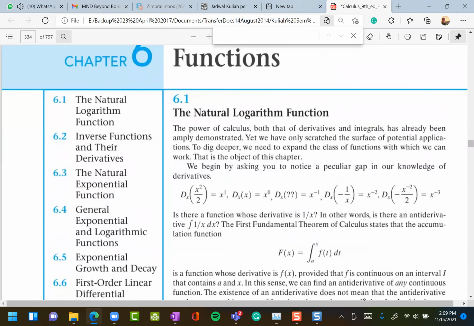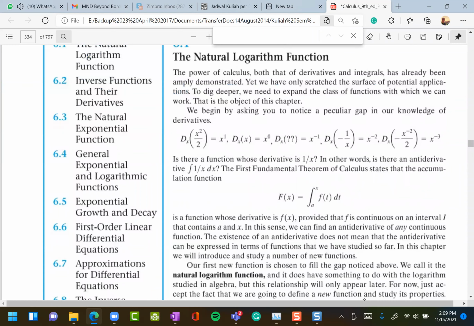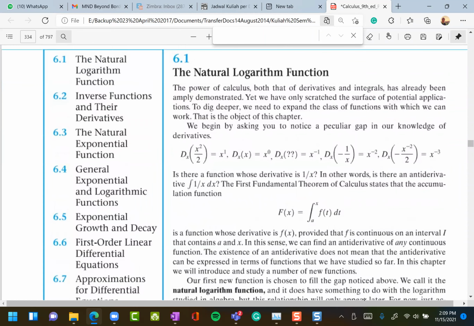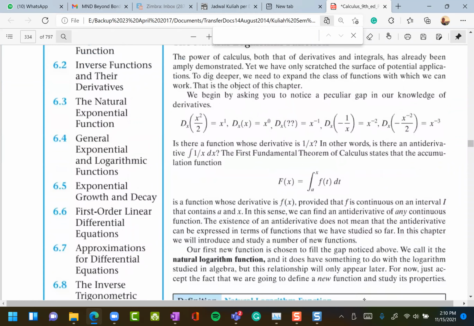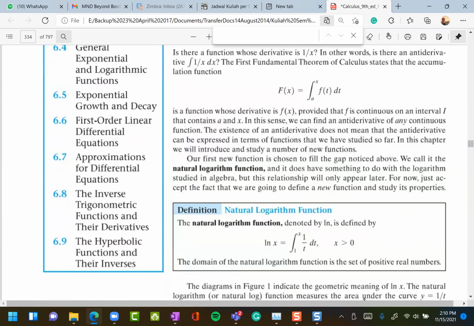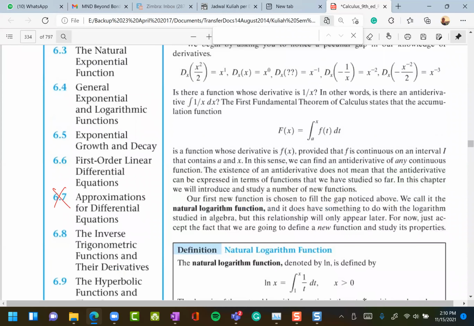Is there anything that we will skip? No, we will cover this, all of these except this. We'll have those all. So let's start with the first one, about the natural log function.